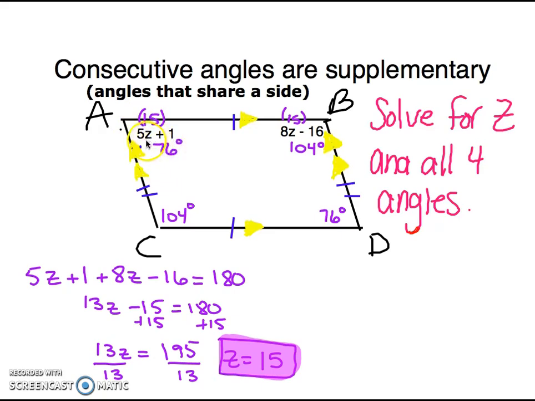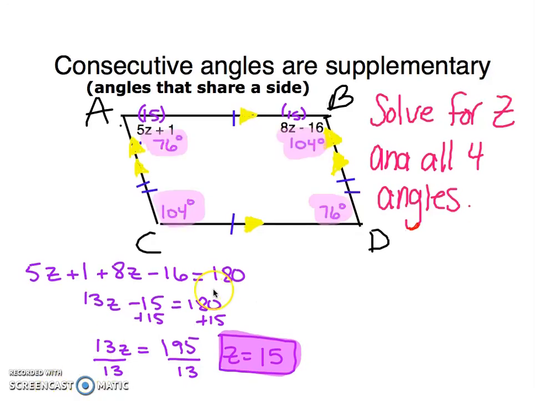Once you find your z value, then we can plug it back into our original angles. So we would end up with 76 and 104. We know that these angles are congruent, so this angle would also be 104. And the angle that's congruent with this one, which was 76, would be this bottom angle, which is also 76. So hopefully you found the same thing for your answer.